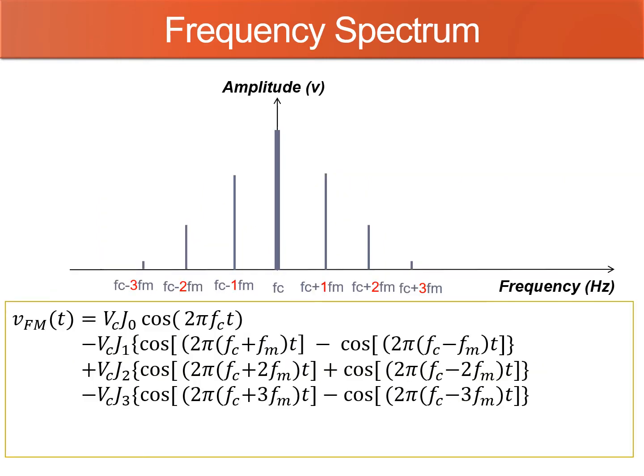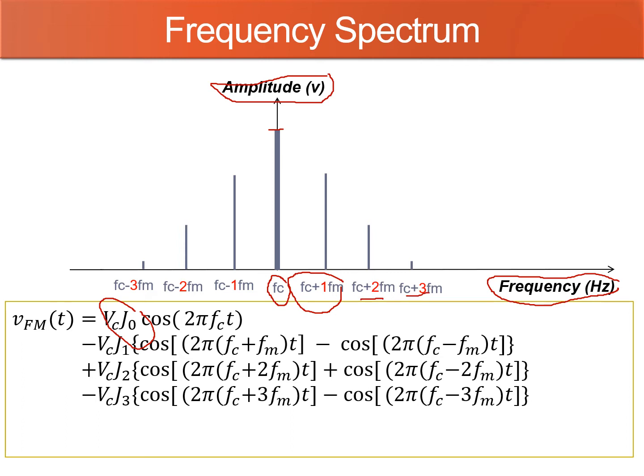So here is the frequency spectrum. The y-axis is your amplitude, which is in volts, and your x-axis is the frequency, which is in hertz. Here the middle spectrum is the carrier frequency, together with the carrier amplitude, which is VC J naught, the value. Next is the first sideband, followed by the second and the third sideband.